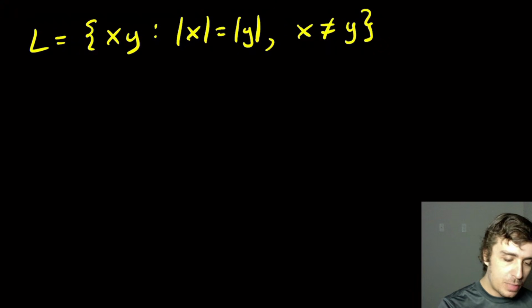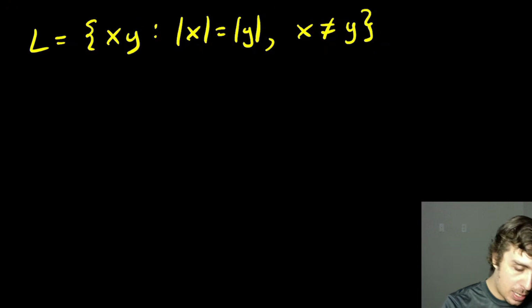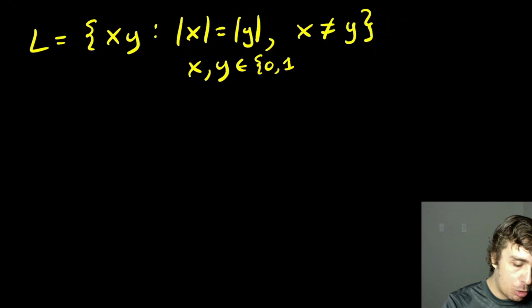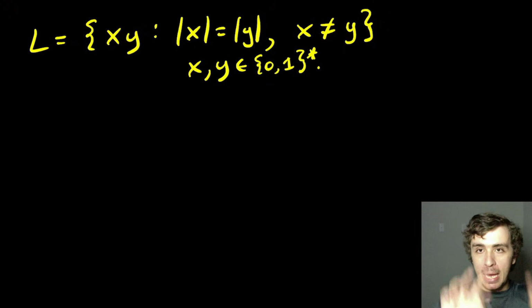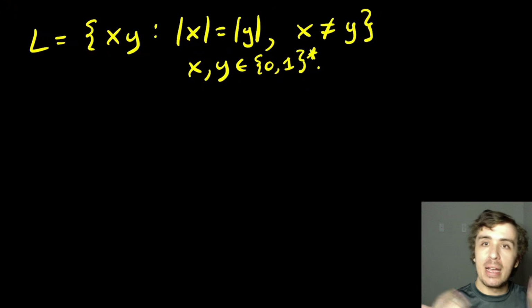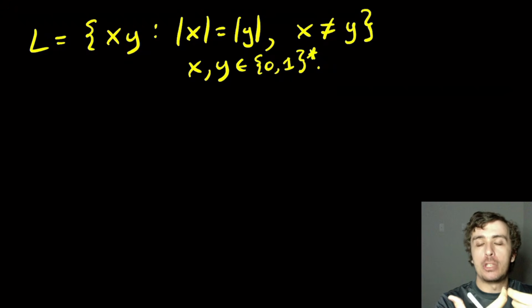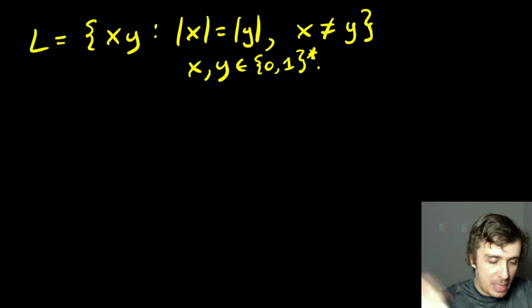All right, so let's prove that this language is not regular. It's the set of all strings x and y, where x and y are in {0,1}*, where they have the same length and they are not equal to each other. So in other words, this is effectively saying even length strings where the two halves are not the same. Okay, that's all it means.